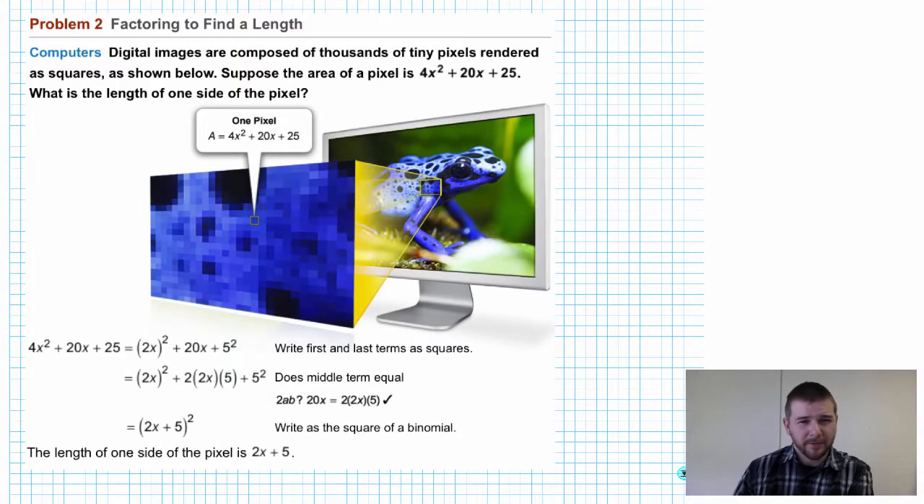Example problem 2, factoring to find a length. Computers. Digital images are composed of thousands of tiny pixels rendered as squares, as shown below. Suppose the area of a pixel is 4x squared plus 20x plus 25. What is the length of one side of the pixel? So once again, what we're searching for is the square root of our trinomial.